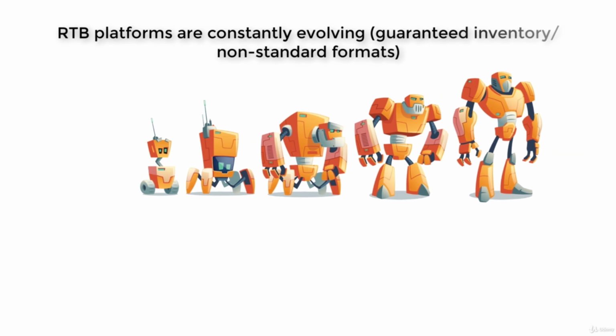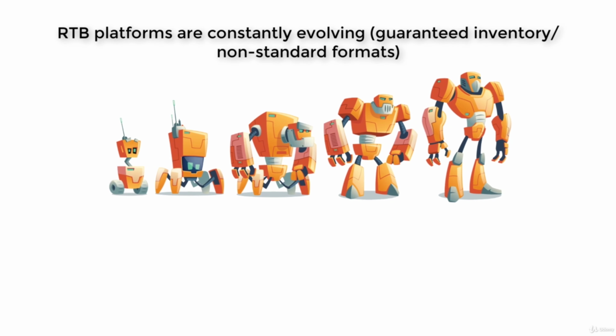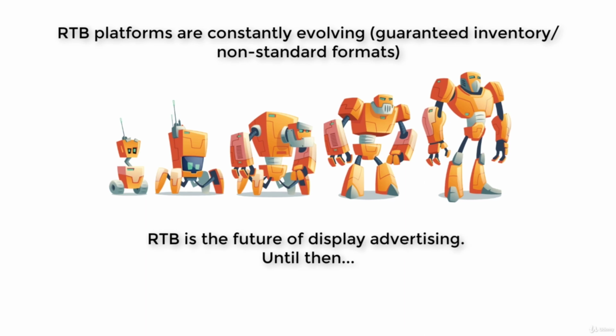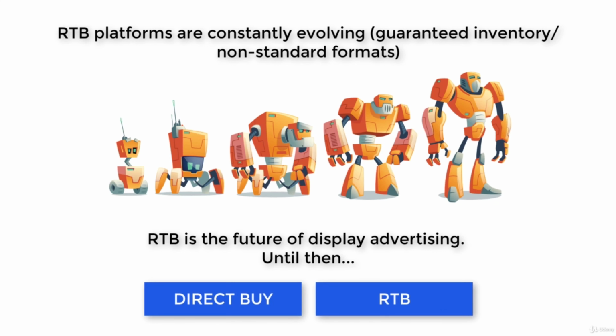RTB platforms are aware of some features of direct buy that are desired by the advertisers, so they are implementing them into their platforms, like buying guaranteed inventory or non-standard formats. In the future, RTB will probably completely dominate direct buy as being more efficient and comfortable, but until then, you can use both types of display buy depending on your business objectives.